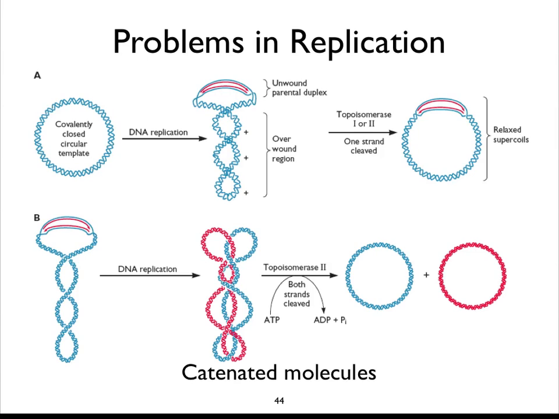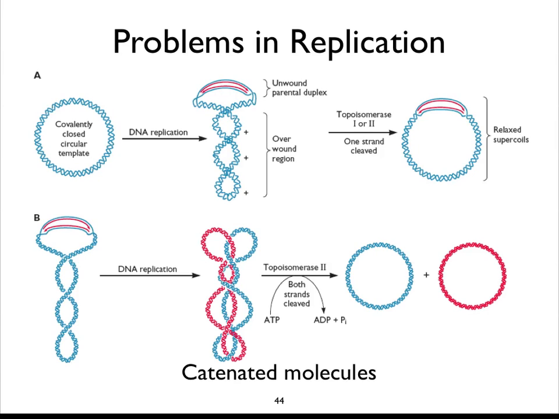The problems are diagrammed here. The first is you have this covalently closed circular template, which doesn't really look like this. It looks more like this. So every time you unwind a bit to make it accessible for DNA replication, you tighten up the back end of the molecule. And that results in overwinding.